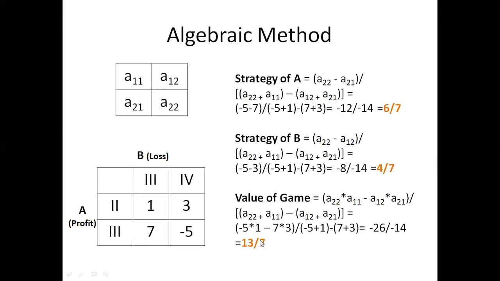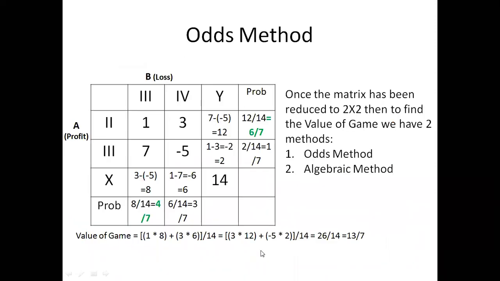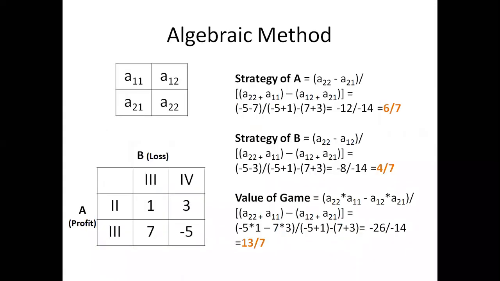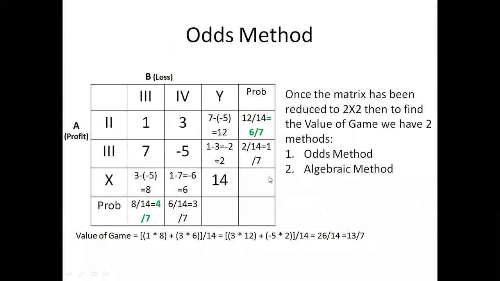So what you get is minus 5 into 1 is minus 5, minus 7 into 3 is minus 21. So that is minus 26 by minus 14. The value of game is 13 by 7. If you compare both the methods, odds method and algebraic method, the value is same for the given game. So you will be asked to use any of these two methods in order to solve that.